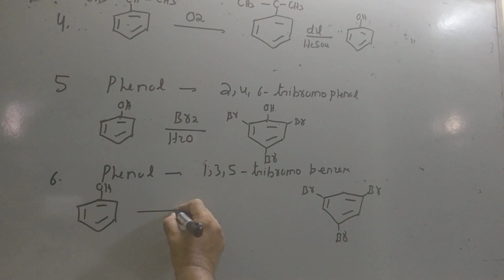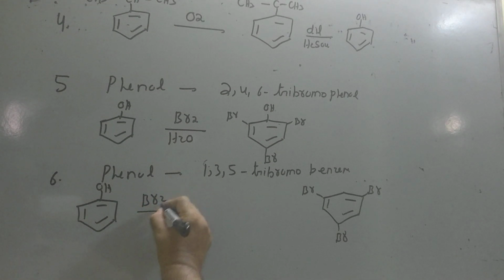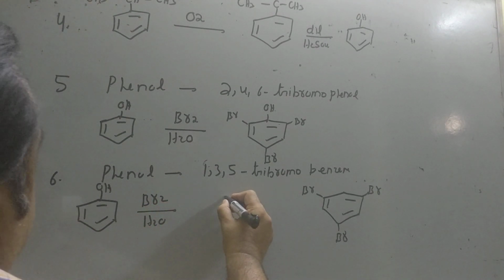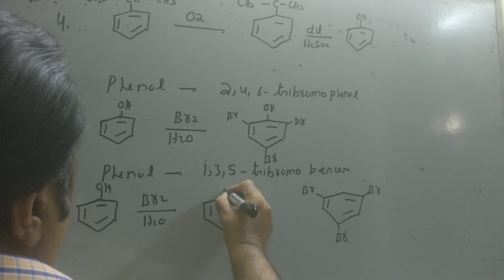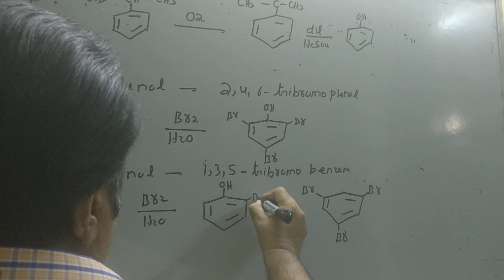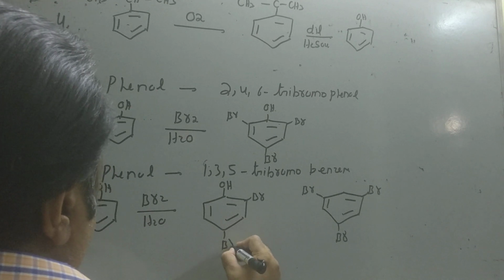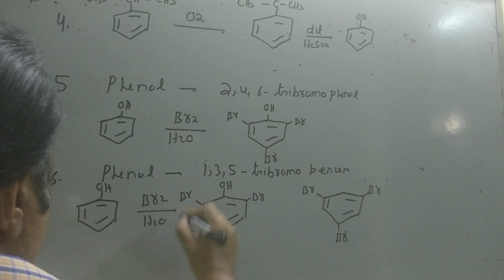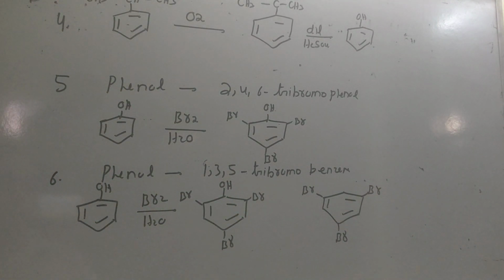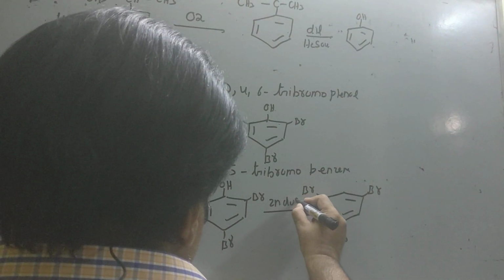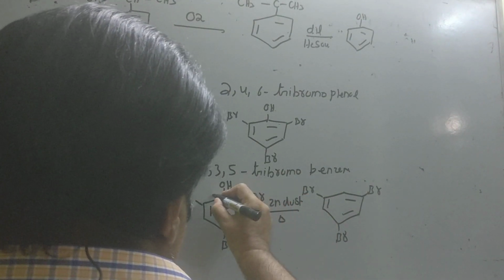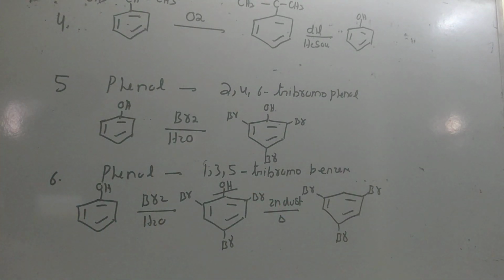So what you do, the first step, bromine water. We will get the above compound 2,4,6 tribromophenol. And now if you want to make it 1,3,5 tribromobenzene, what you have to do is remove OH. And I just told you that in phenol, if you want to remove OH group, heat it with zinc dust. If you heat it with zinc dust, what is going to happen? This goes away and you get the benzene. So this is how we can convert phenol into 1,3,5 tribromobenzene.